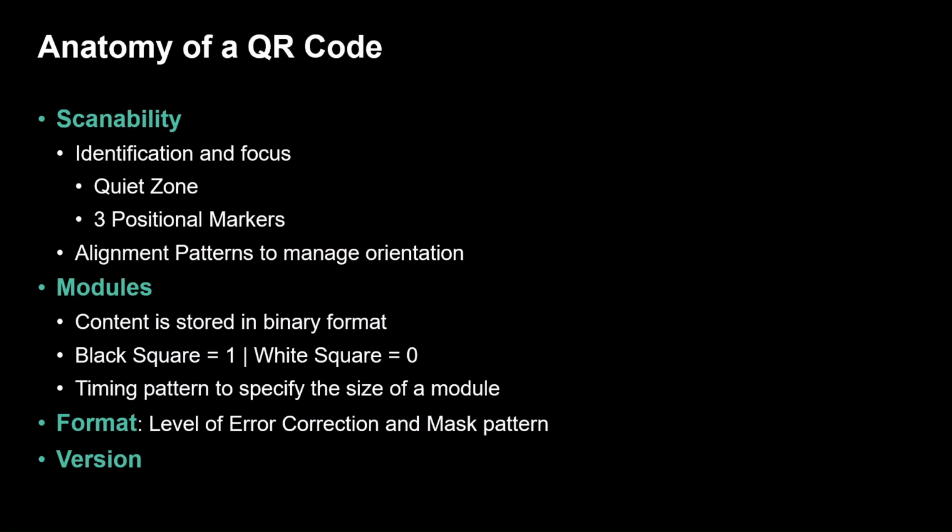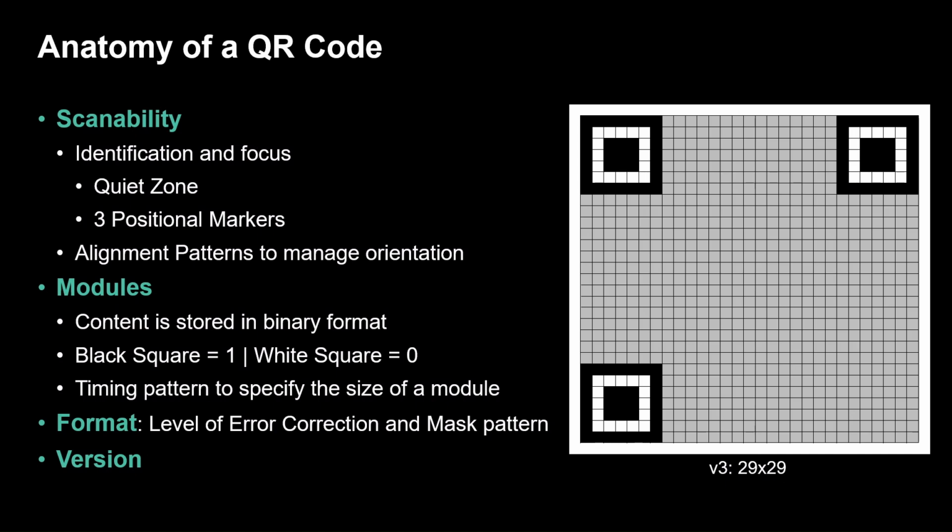The anatomy of the QR code is like that. You have certain elements that are enforced by the norm to make sure that the QR code is recognizable and scannable by a scanner. For identification and focus, you have the quiet zone, which is the white zone around the code. You also have positional markers, 3 of them. You also have an alignment pattern, like this one, depending on the size. You see here we have a version 2 of the QR code, so you have one pattern of this type.